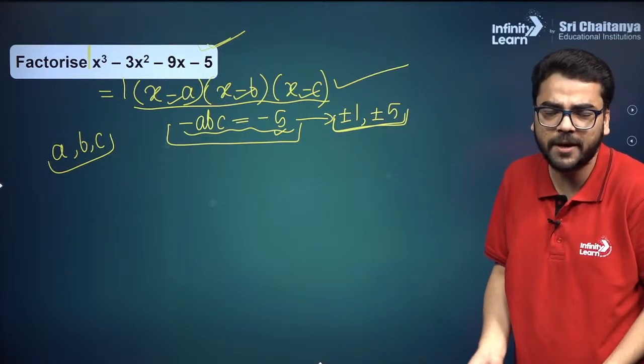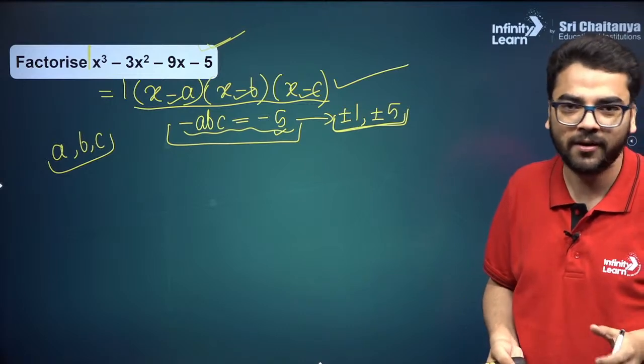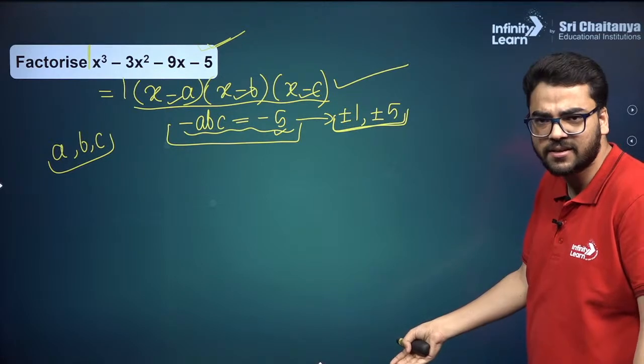Is there any other possibility? 5 is a prime number. There is no other factor of 5 except 1 and 5. It's a prime number. So you just have to put and check these. That's it. Is it clear?